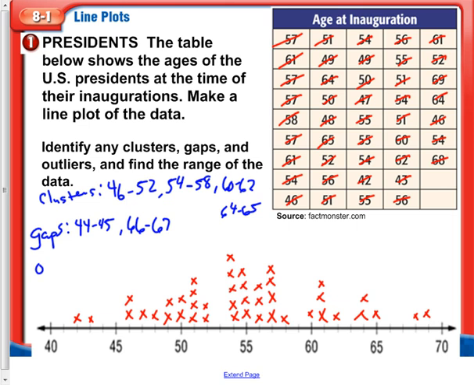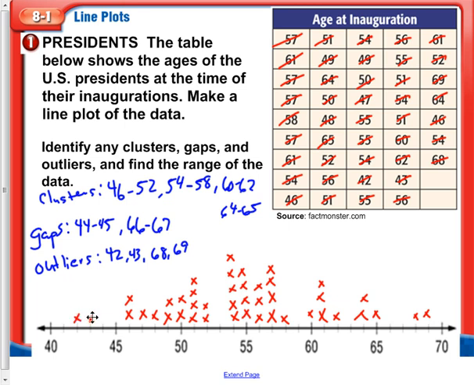All right, any outliers? We could consider maybe these two both being outliers and possibly these two being outliers. They're not really that far away from the rest of the data, so I don't know if I would actually consider them to be outliers, but if you wanted to, we can include that. We could say 42, 43, and then we could say 68 and 69.